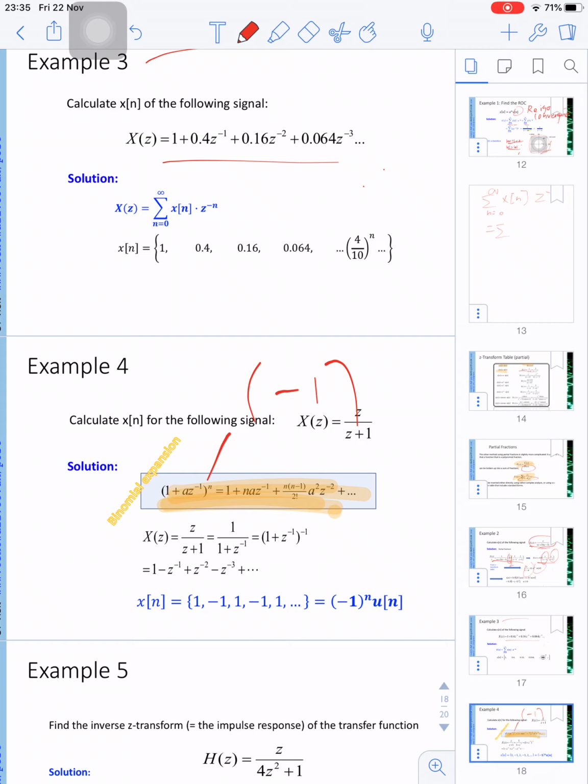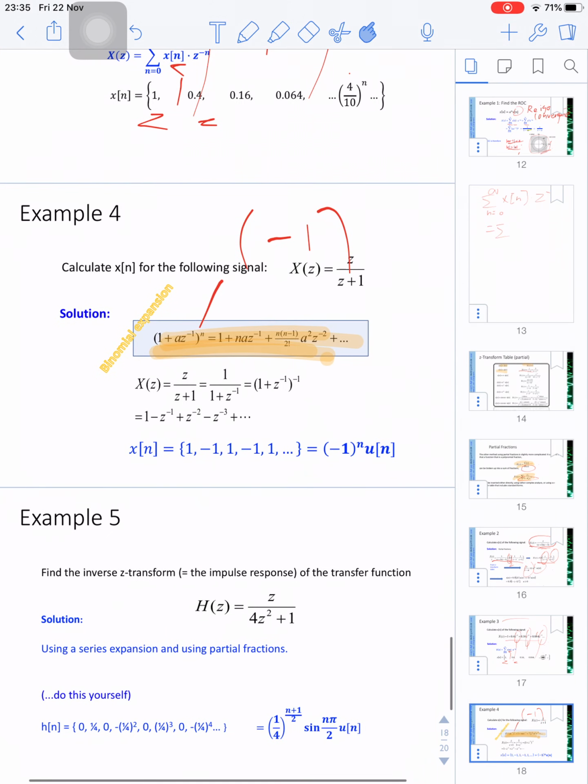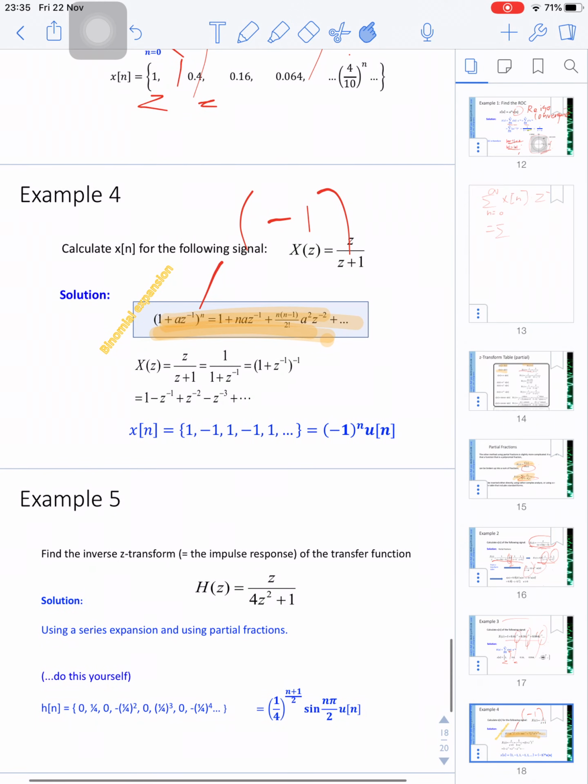So we can see that each of those is z to the power of minus 1, z to the power of minus 2, z to the power of minus 3. Therefore, we are just going to extract the xn out. This one is 1, this one is 0.4, this one is 0.16, this one is 0.064. And another thing is we are going to calculate the xn for the following signal.